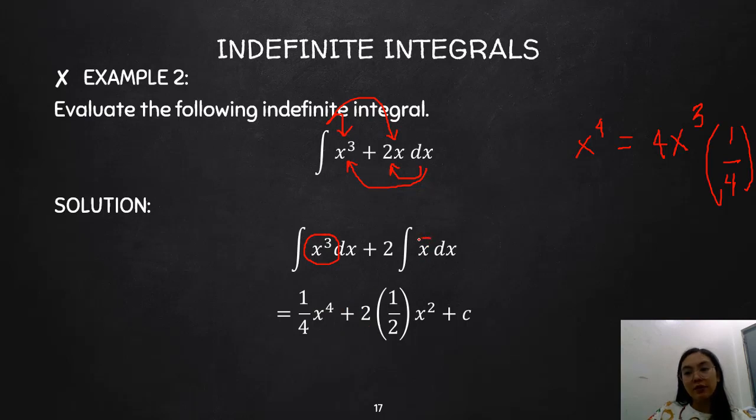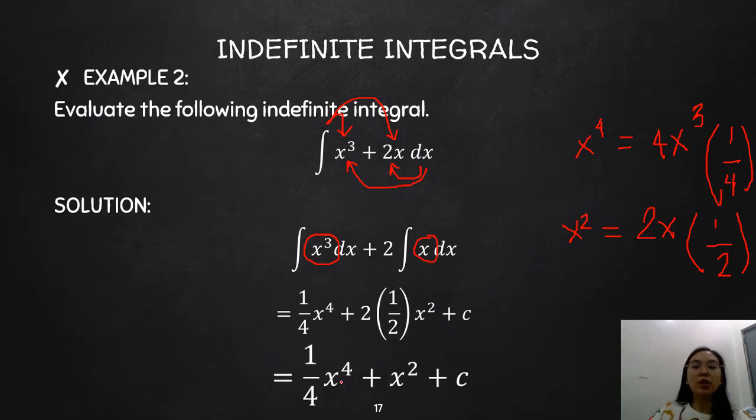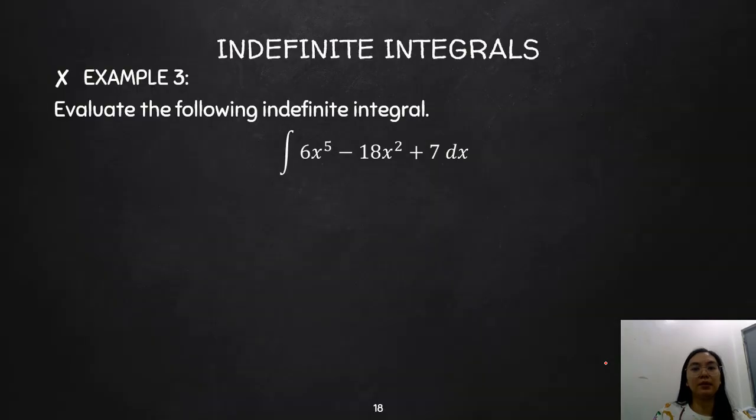And of course, the integral of x, alam mo na galing yan sa x squared, di ba? And if you get the differential of x squared, you will get 2x. And of course, to get rid of the 2, you have to multiply it by 1/2, such that you have 1/2 x squared plus c. And of course, simplifying your equation further will give you 1/4 x raised to 4 plus x squared plus c. Again, don't forget the c kasi the c denotes any constant. So, yan po yung sagot.